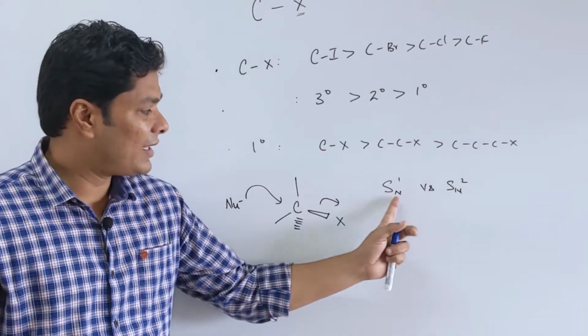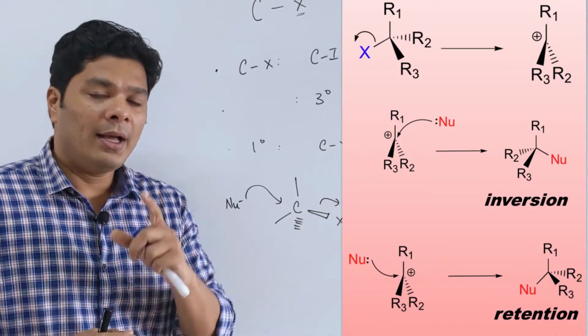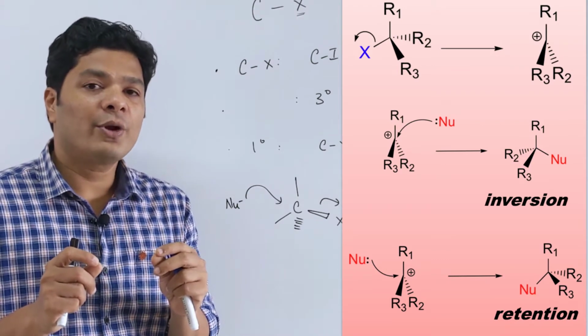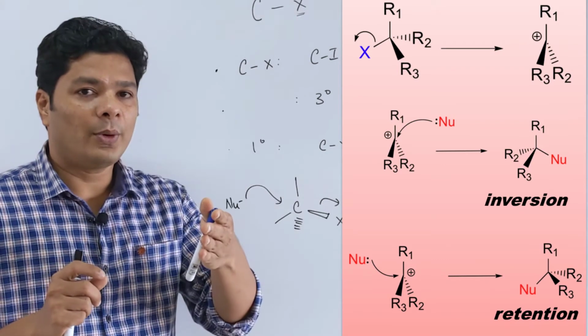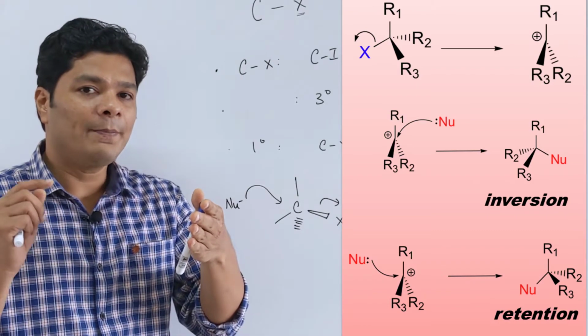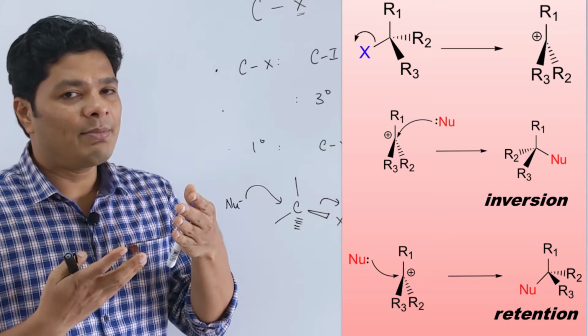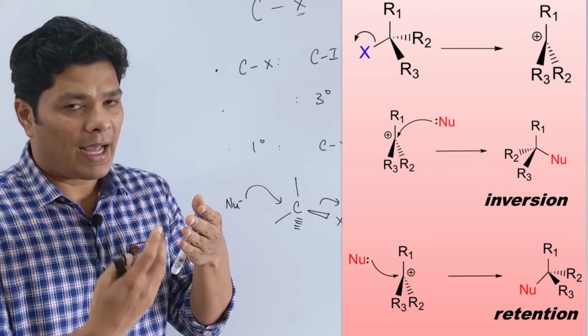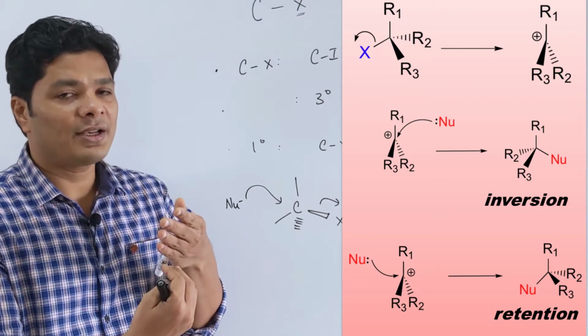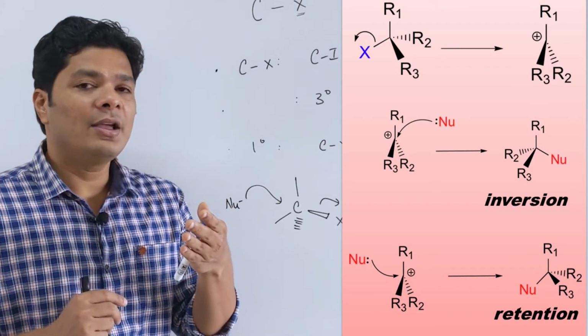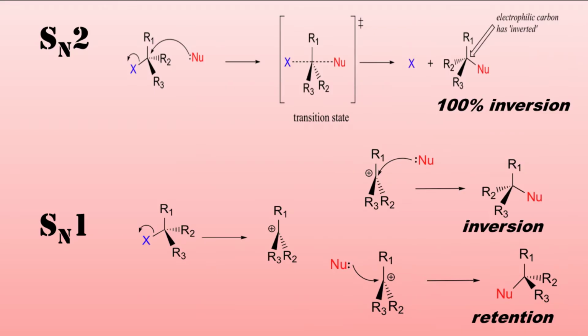Whereas when you go for SN1, as I can show you here, you form a carbocation that is trigonal planar. So it's like a planar compound. So the incoming nucleophile can come and attack both sides. So one side, the same side where the halogen left, if the nucleophile comes, that is retention of configuration. If the nucleophile comes on the other side, that is inversion of configuration.